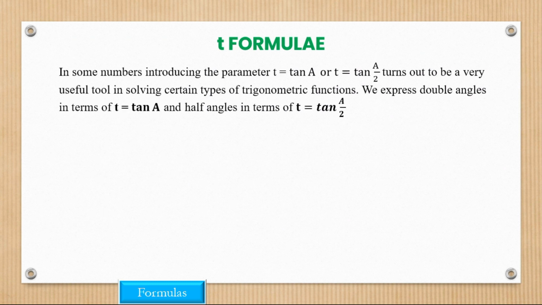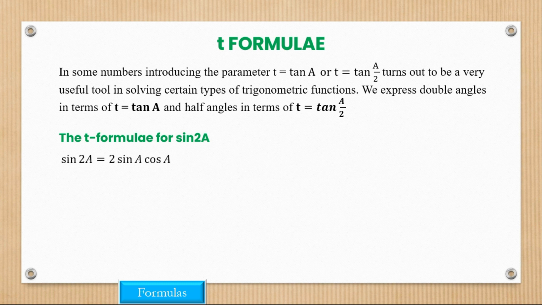Okay, so in some numbers, introducing the parameter t equal to tan a or t equal to tan a over 2 turns out to be a very useful tool in solving certain types of trigonometric functions. We express double angles in terms of t equal to tan a and half angles in terms of t equal to tan a over 2. So the T formula for sine 2a. Let's look at sine 2a.